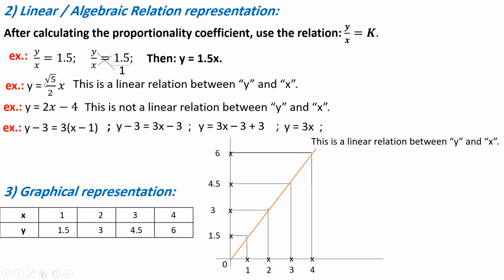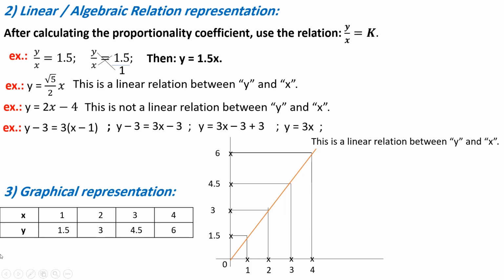Another example, y equal radical 5 over 2x. Also, this is a proportionality coefficient. Why? Because we have y in terms of x. Is this a proportionality coefficient? No. Why? Because here we have a minus 4. Can we do this as a proportionality coefficient? Yes, because it's written y equal 3x.